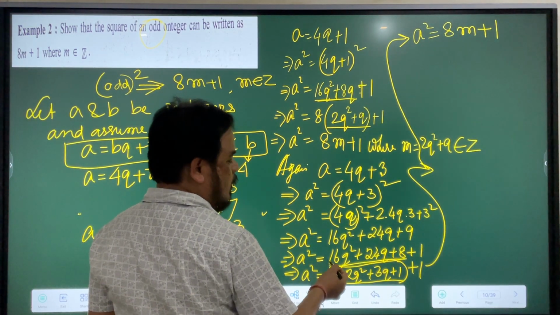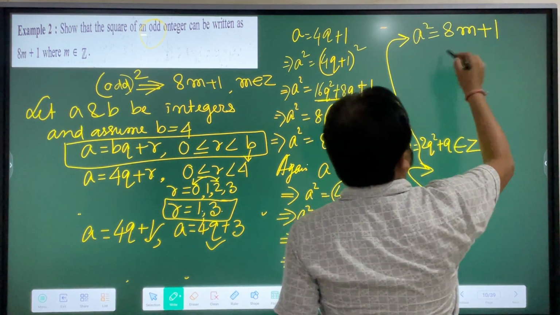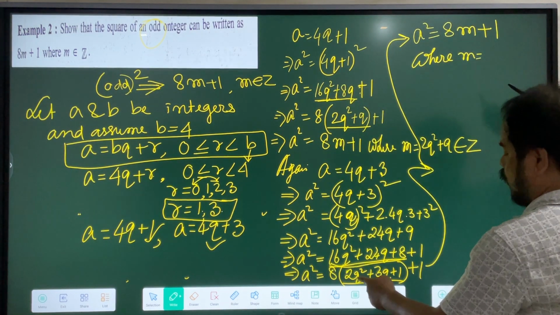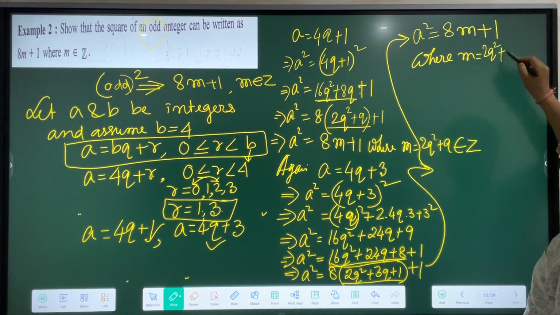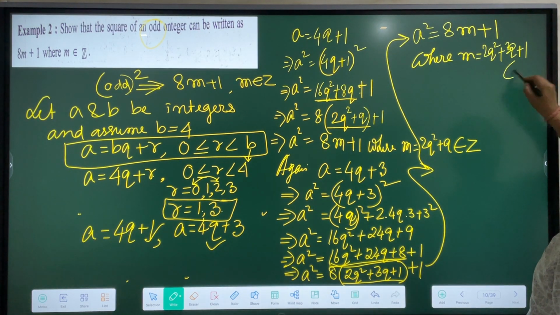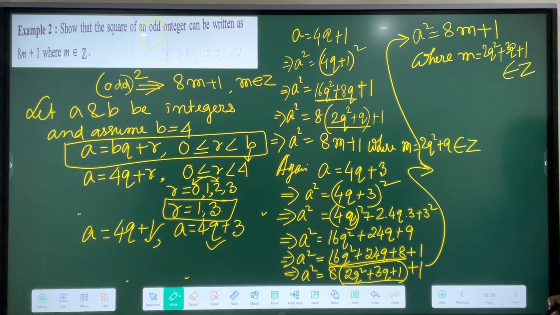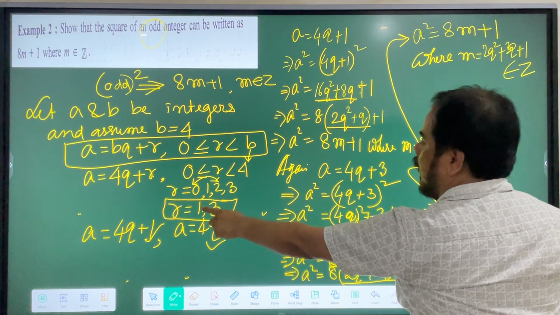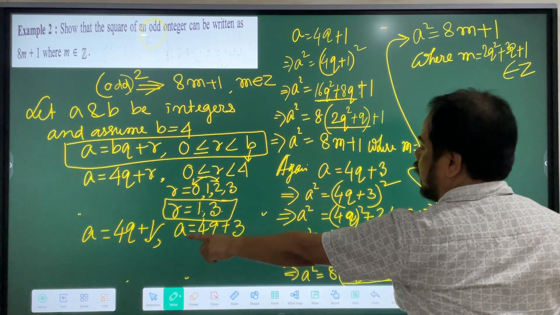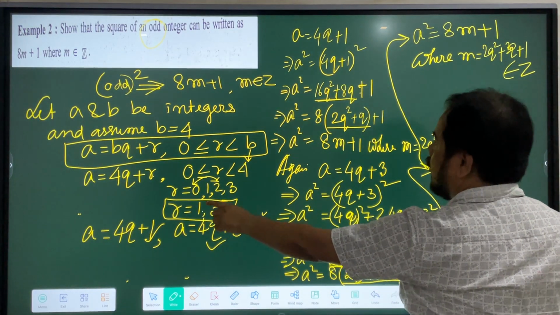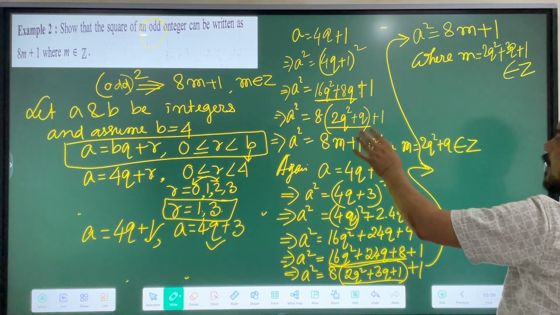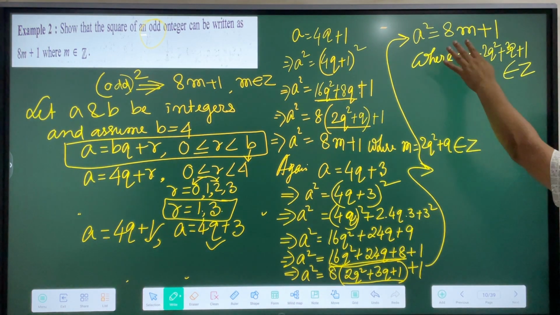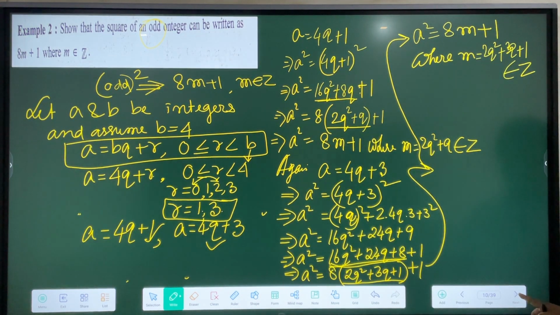So let us take this one as m, where m = 2q² + 3q + 1, which belongs to Z. So we have proved it. By putting the value of r as odd, for r = 1 we got a² = 8m + 1, and by putting r = 3 we also got a² = 8m + 1. I hope you understand.